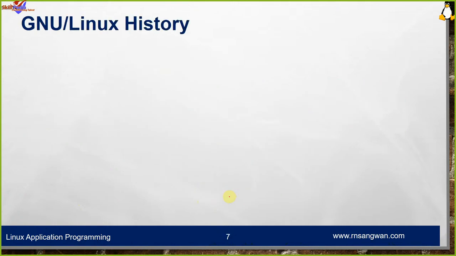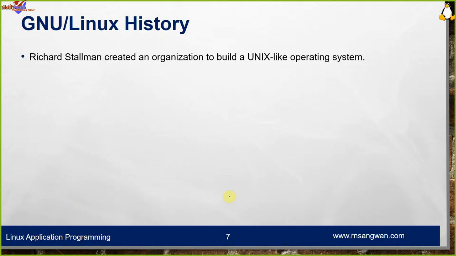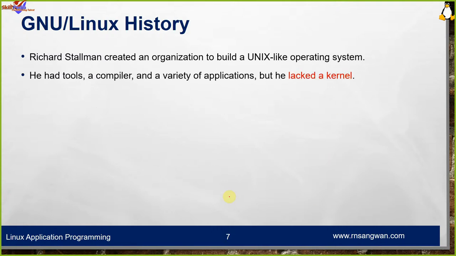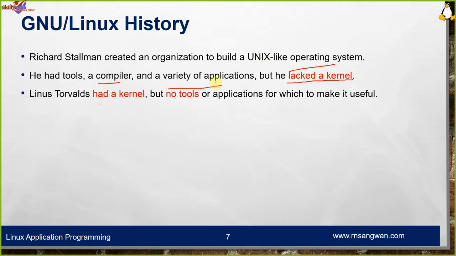GNU Linux history. Richard Stallman created an organization to build a Unix-like operating system. He had tools, a compiler, and a variety of applications, but he lacked a kernel. Linus Torvalds had a kernel, but no tools or applications with which to make it useful.